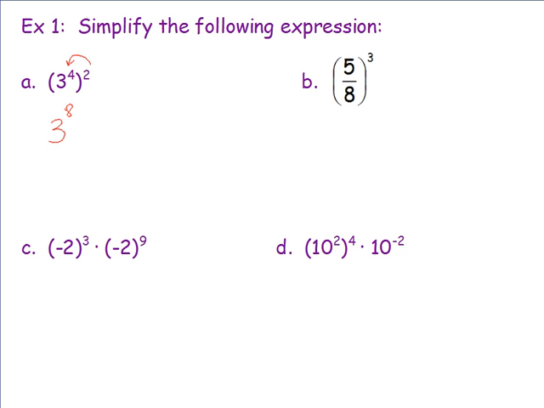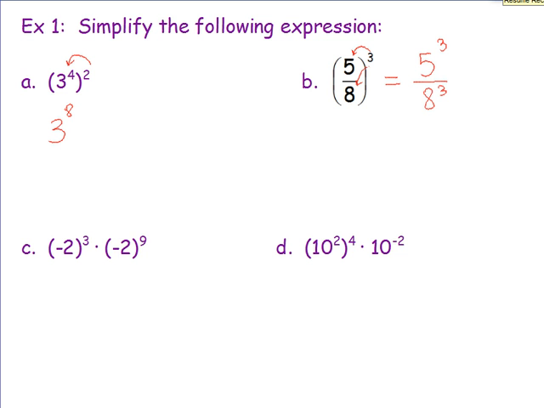Well, let's look at B. B has parentheses. It's a distributing problem. I'm going to distribute the 3 to everything I see. Well, I see a 5, and I see an 8. So when we distribute, common mistake, people like to multiply always. This 5 is not an exponent. Do not multiply those. It is 5 to the power of 3 over 8 to the power of 3. They both get the exponent.